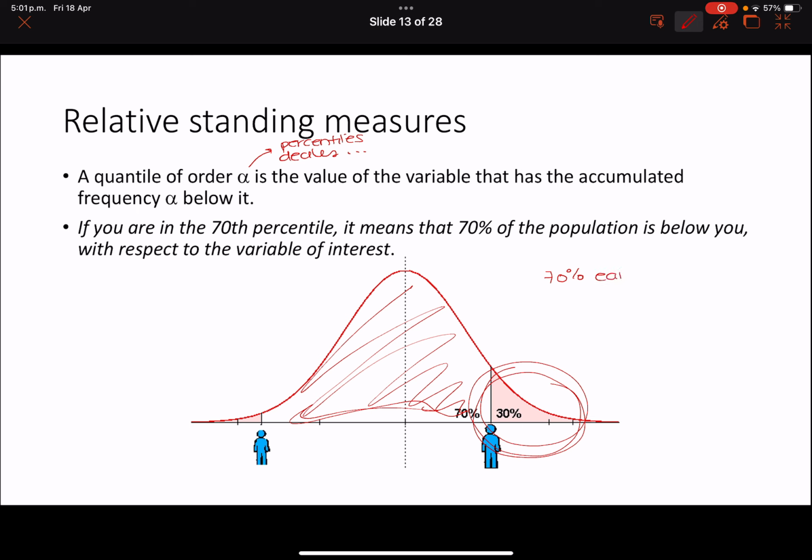So for example, if you are in the 70% earning range, it means that 70% of the population are below you in earnings. So they are earning less than you. And 30% of the population of interest is earning more than you.